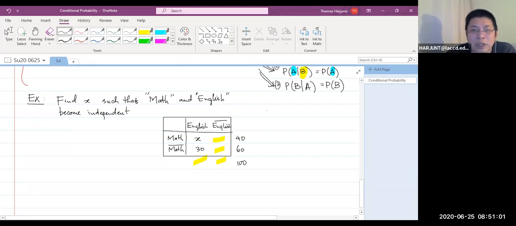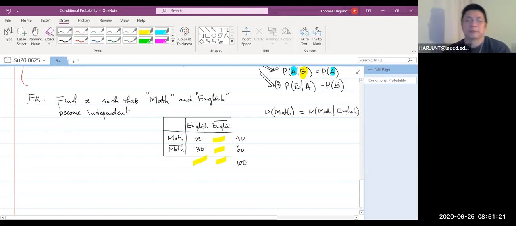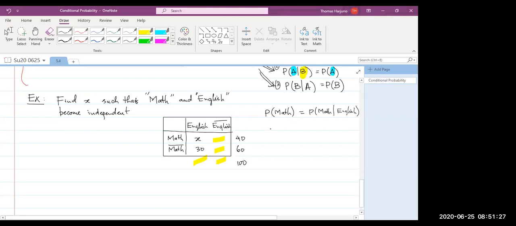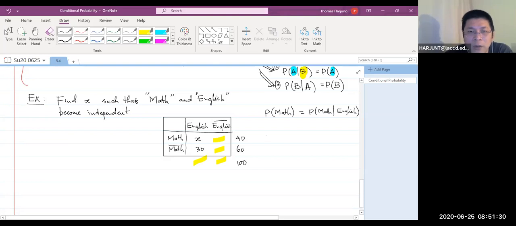We want to see that the probability of taking math, for them to be independent, should be equal to the probability of taking math given that person takes English. Or I think the following is easier. Either you check that one, so solve that equation, or you check this: the probability of taking English needs to be set equal to the probability of taking English given taking math.